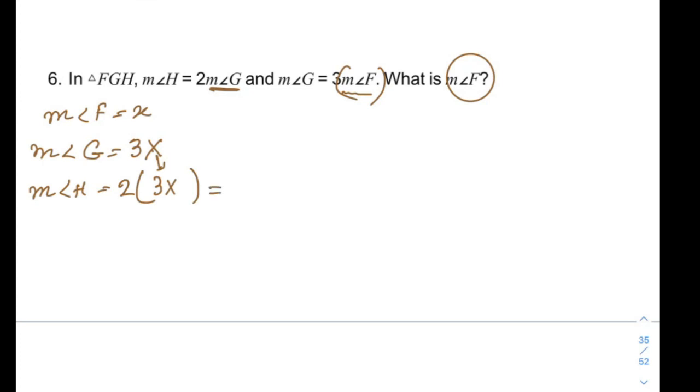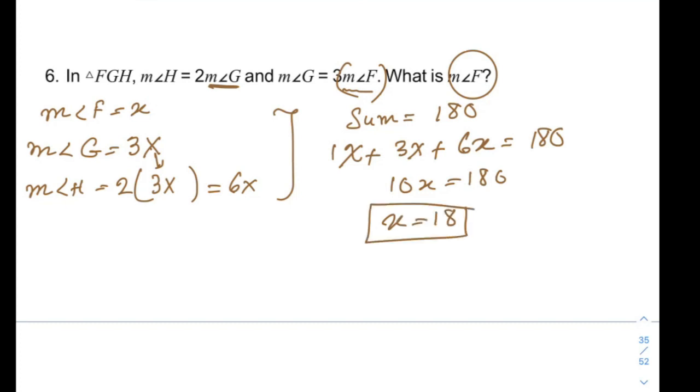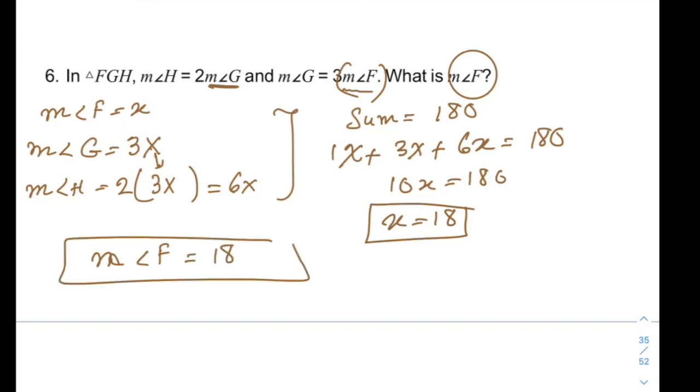Now we have here, this is 6x. All are interior angles of the triangle FGH, so the sum of these angles is 180. That means x plus 3x plus 6x is 180, and we will solve for x. If you solve, it will be 1 plus 3 plus 6, 10x. And that means the measure of angle F we assumed earlier is the same as x, which is 18 degrees.